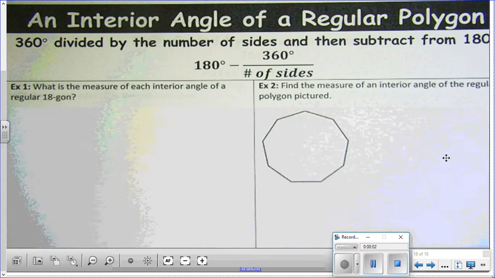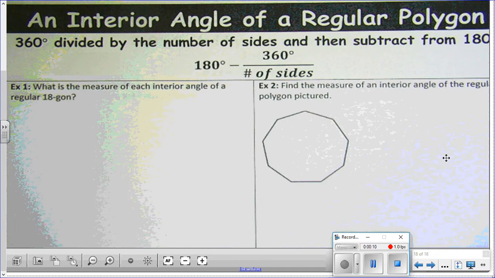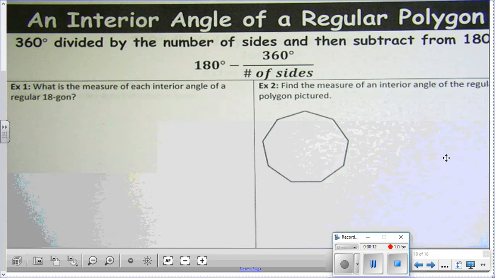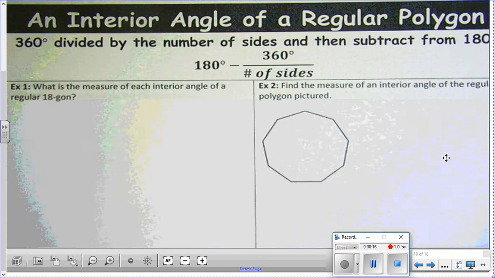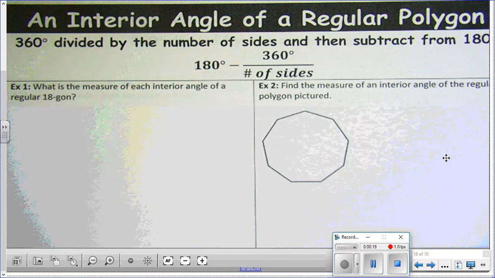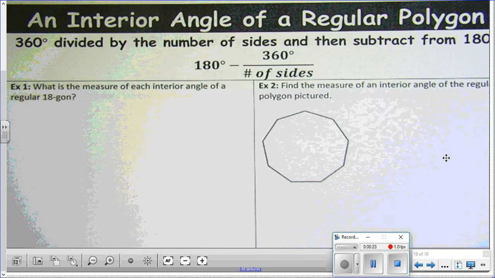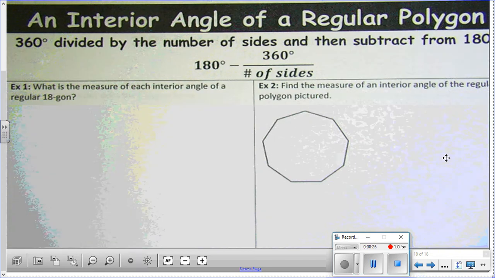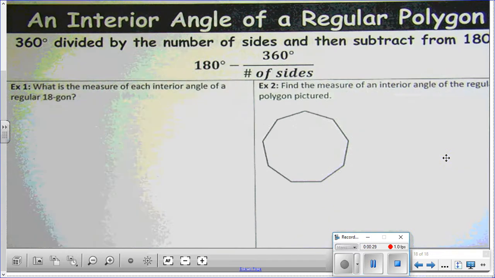Right, so in order to find one interior angle based off of what we've already done, we know how to find the exterior angle because we just do 360 divided by the number of sides. Remember, an exterior angle is a linear pair with the interior. So find the exterior angle and then subtract that from 180. That's why you have the formula up here: 180 minus 360 divided by the number of sides.